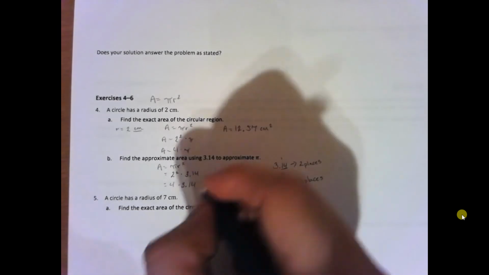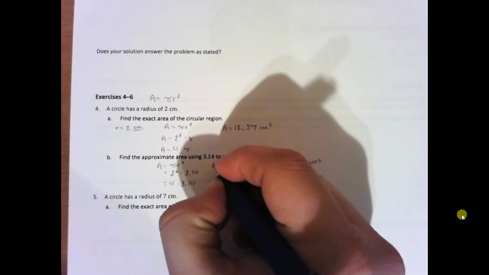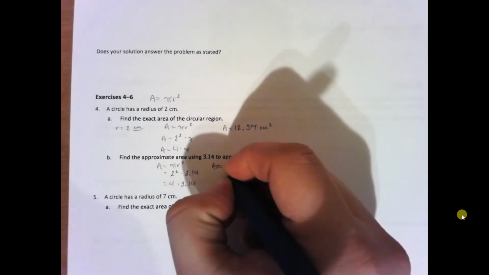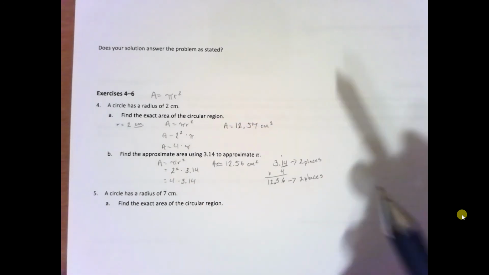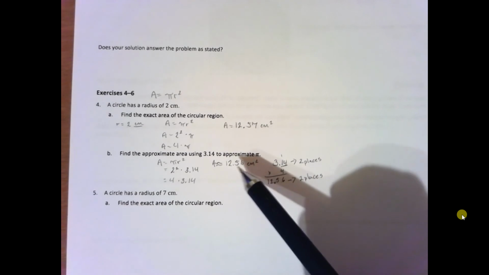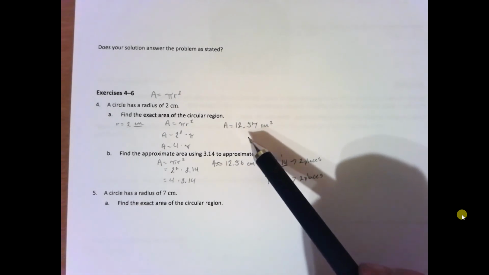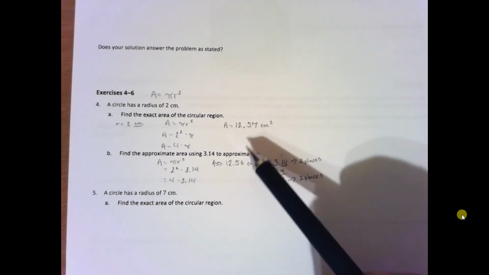So our area is approximately, and I'm going to put the approximate symbol, you see how I'm using the little squiggles, approximately 12.56 centimeters squared. You can see the difference when you do an approximation versus when you use the full-on pi. That's a big deal. Those are big differences in the numbers.